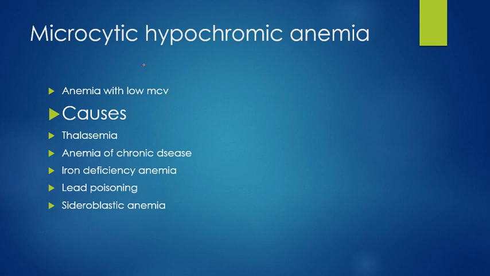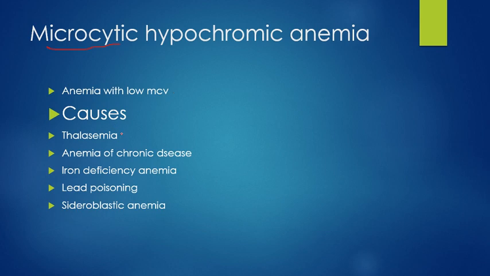So, what are the various types of anemia? The microcytic hypochromic anemia, the normocytic and the megaloblastic anemia are the three main types of anemias. In microcytic anemia, the MCV, mean corpuscular volume, decreases to less than 80. So it is anemia with low MCV, that is less than 80.